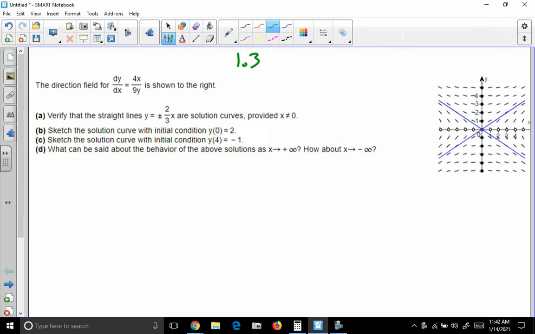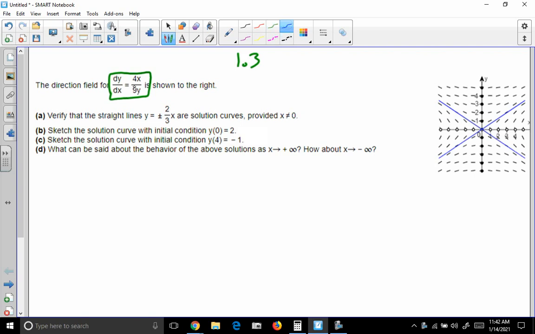Let's take a look at a few examples out of 1.3. 1.3 deals with direction fields and isoclines and approximating solutions using direction fields. So over here we have a picture of the direction field that's generated by this differential equation.